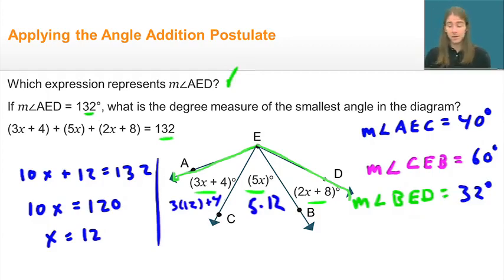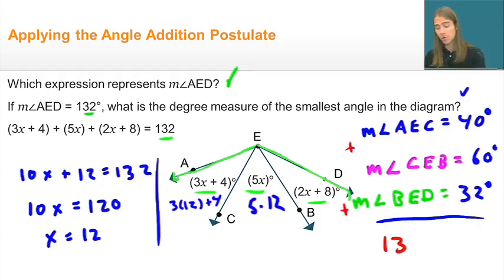So I see that the very smallest angle is angle BED. As a quick check, we can actually add up those three angle measures. So when I go 40 degrees plus 60 degrees plus 32 degrees, the result is equal to 132 degrees, exactly like we'd expect.